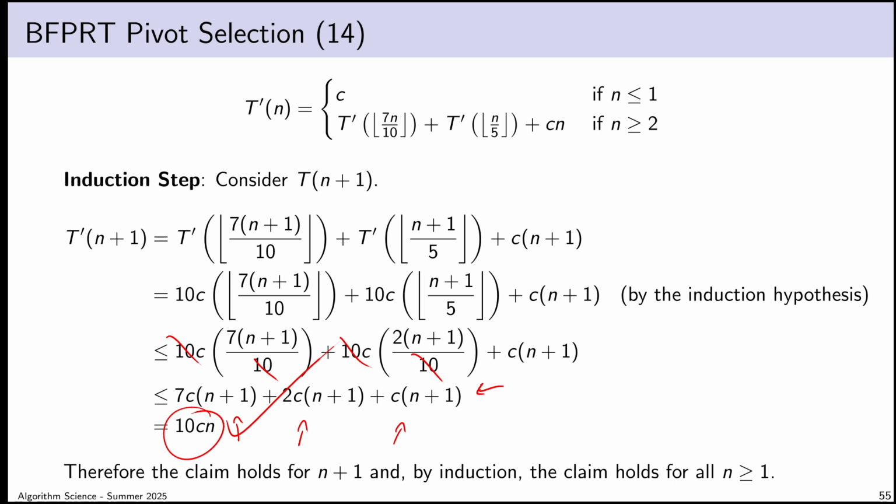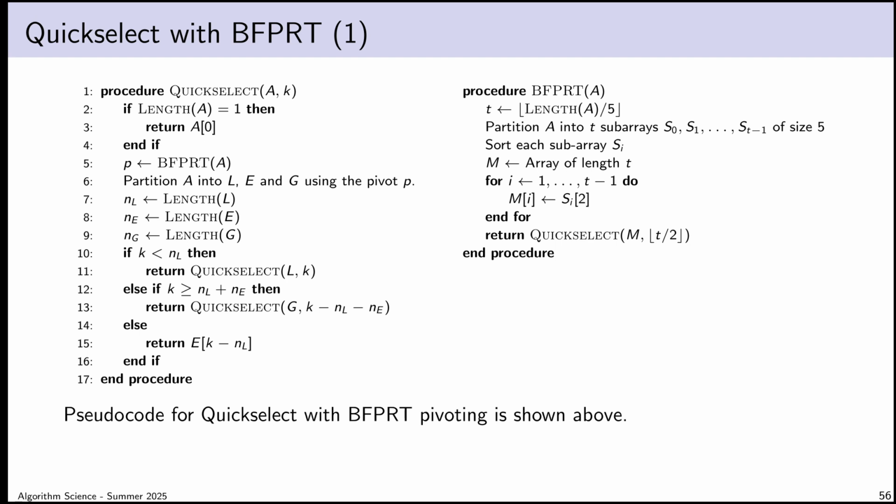So the claim holds for n plus 1, and by induction, I can now say that t prime is linear for n greater than or equal to 1. And that's enough to show that t is linear, which means I have found my linear time Quickselect.